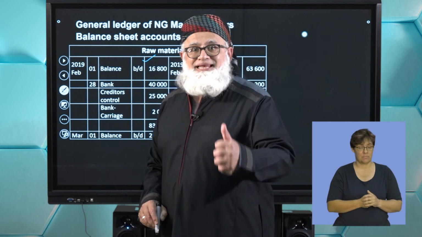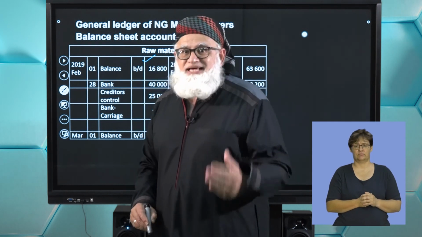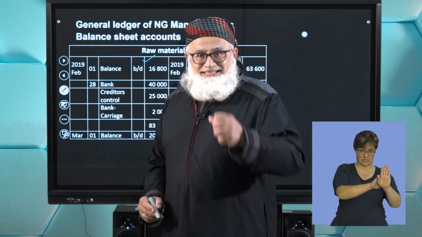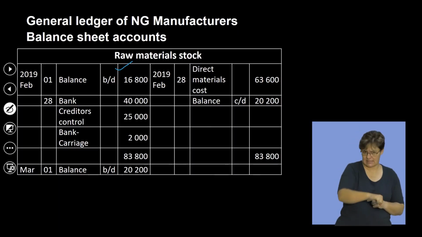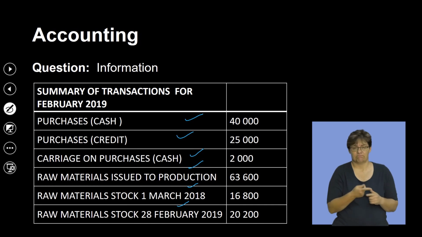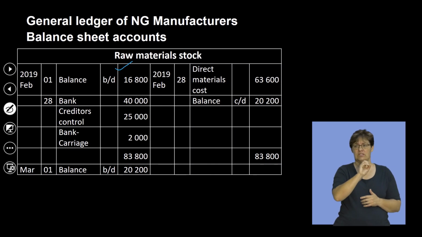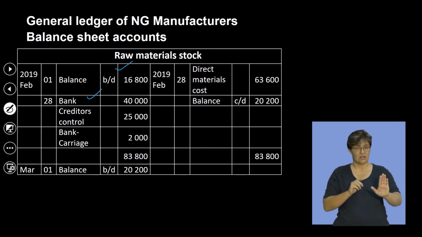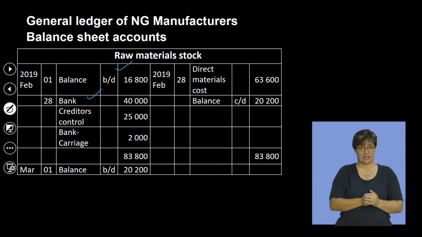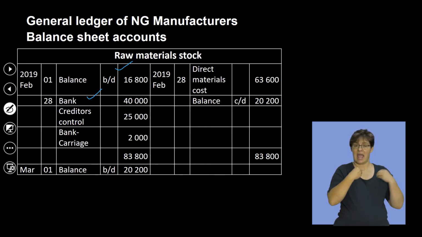Okay, let's do the debit side of the account first. Did we buy materials for cash? Certainly we did. How much did we buy? We purchased for cash 40,000. Clearly you can see there's my entry, a debit to raw material stock. Contra entry is bank. I'm debiting my stock account because it's an asset increasing in value.